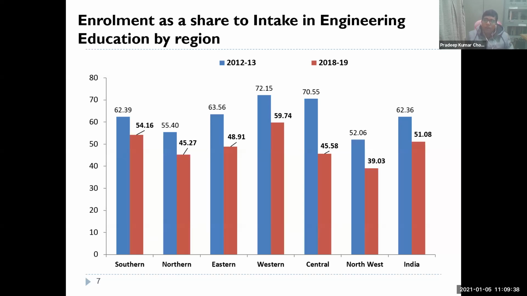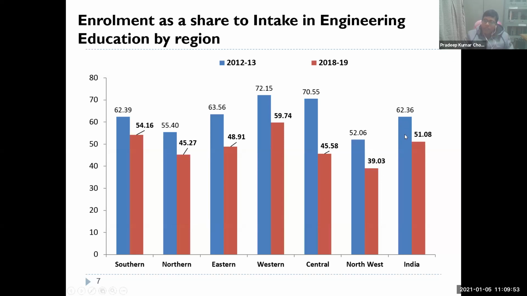If you see the all India figure, forget about region for a moment. I have given the data from two points of time, 2012-13 and 2018-19. Data is from the AICTE database. In India, see the last two graphs, the last two bars.